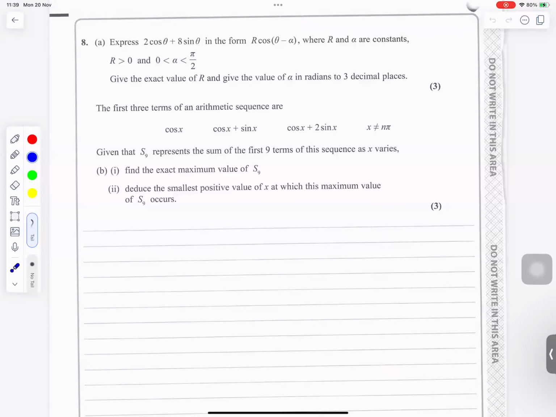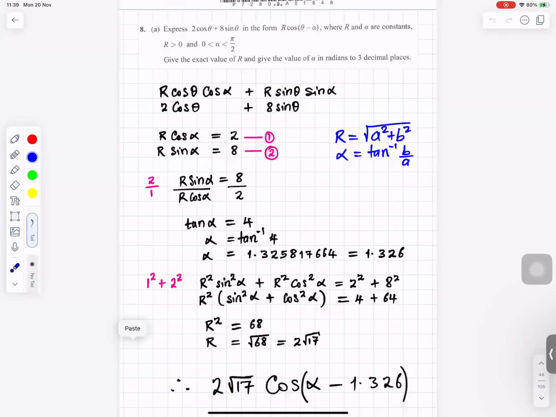Question number 8. We can write that R cos(theta minus alpha) as R cos theta cos alpha plus R sin theta sin alpha. We make them equivalent to 2 cos theta and 8 sin theta. That means R cos alpha would be equal to 2 because the cos theta is the same. The sin theta is the same. So R sin alpha will be equal to 8.